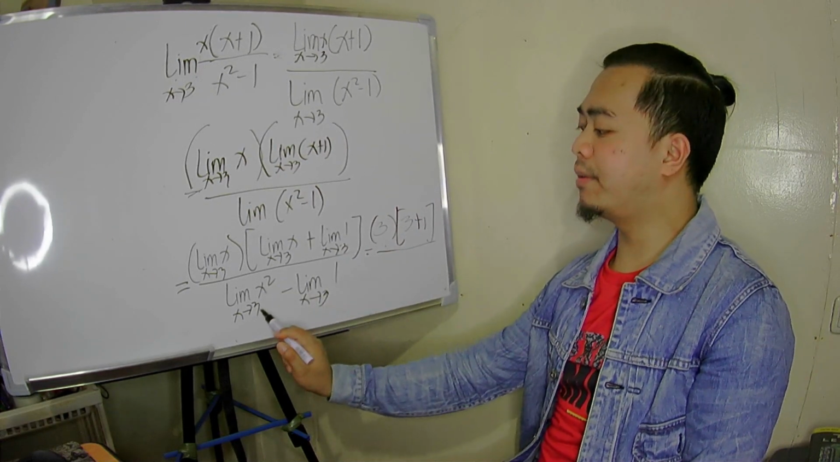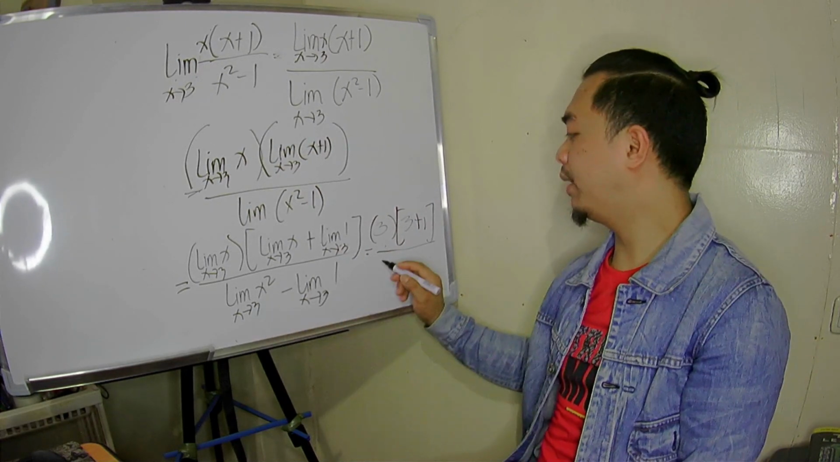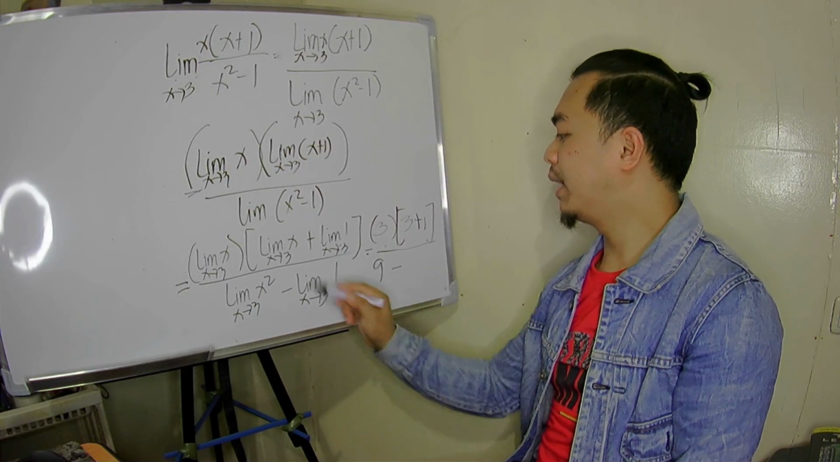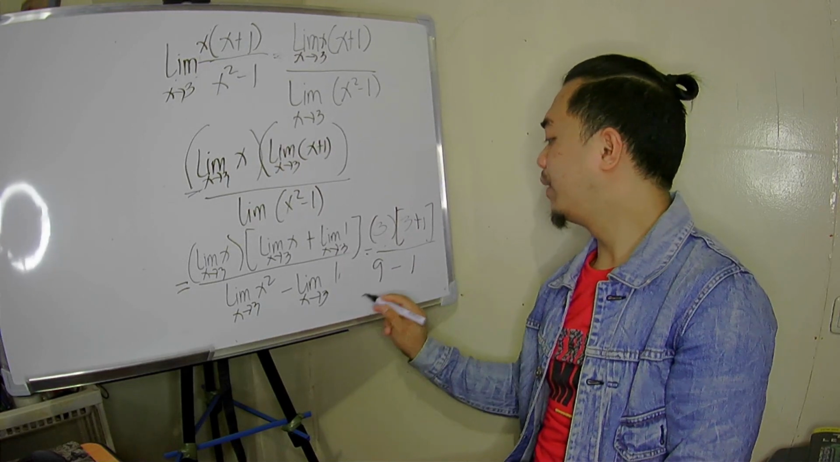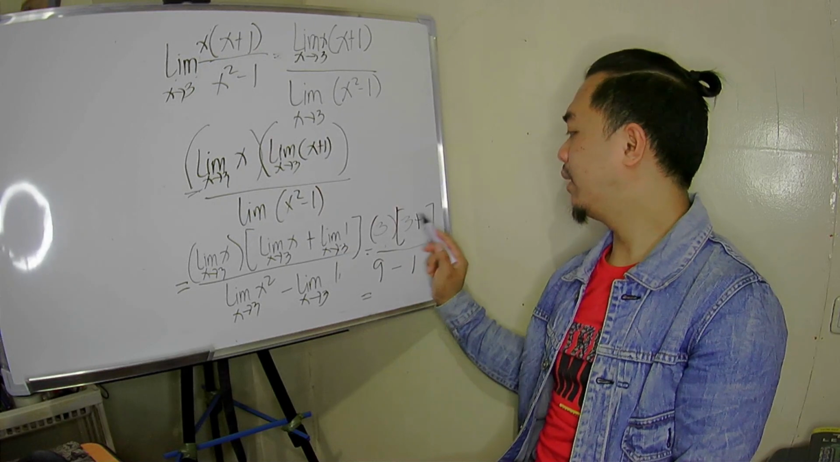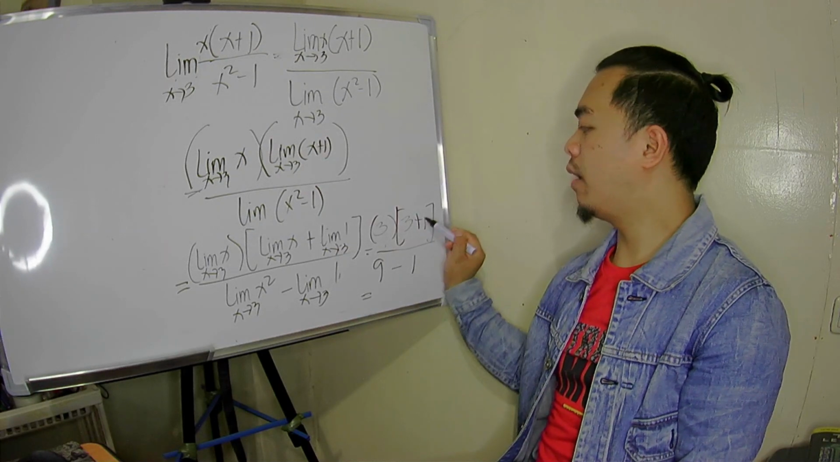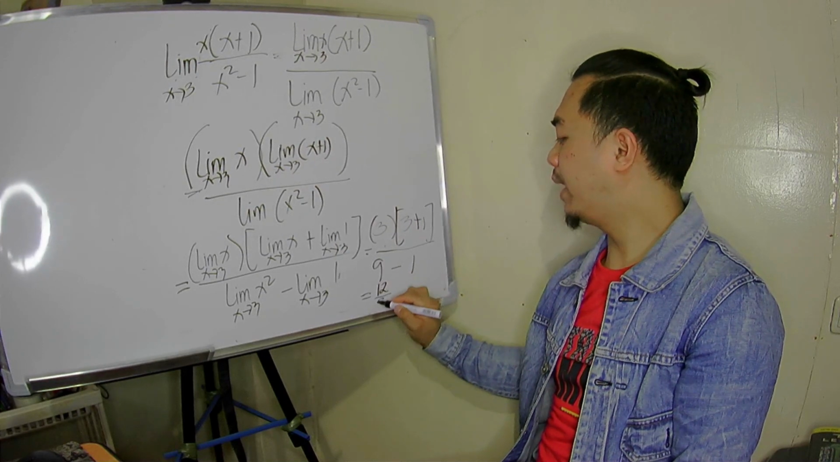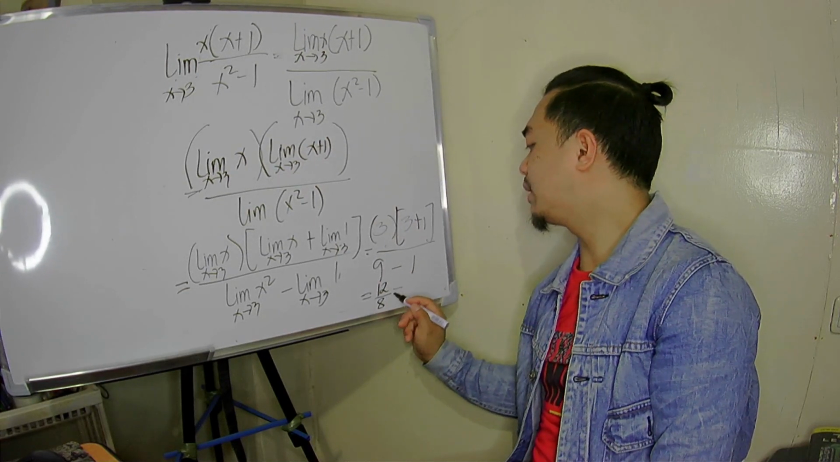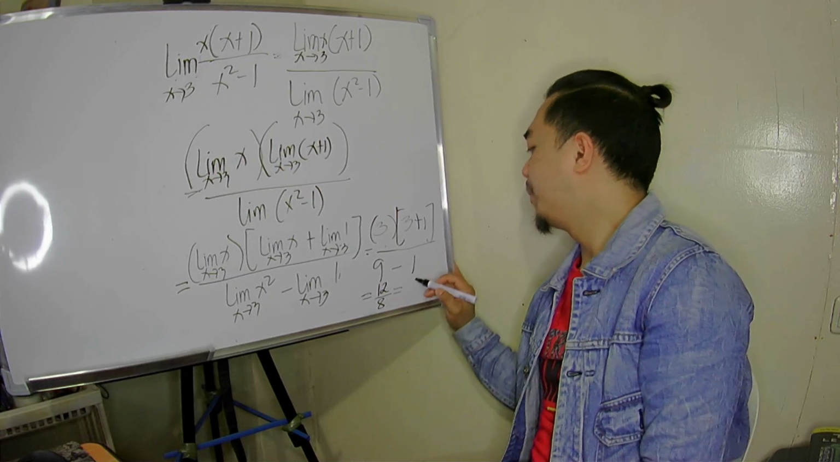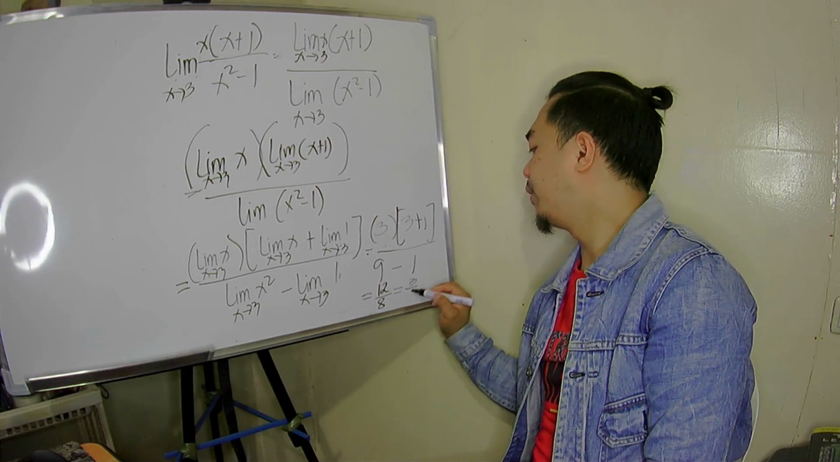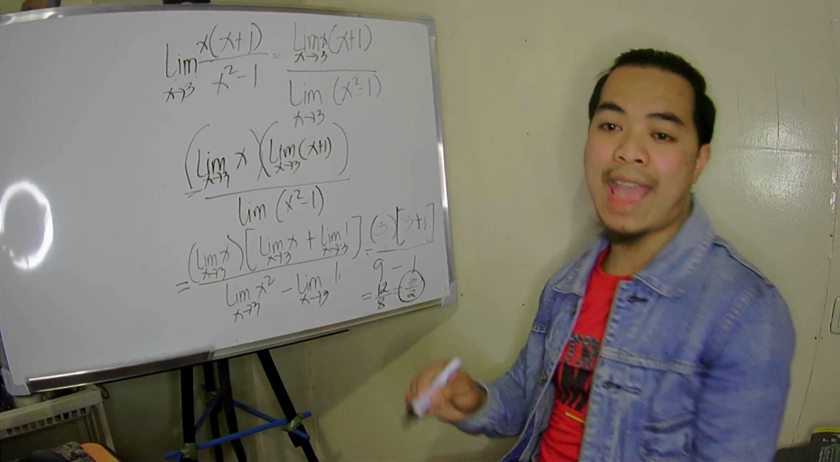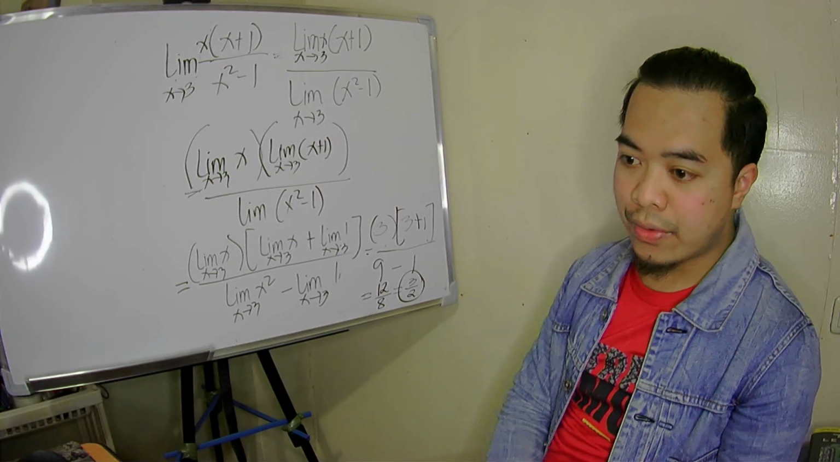Here, x squared. So, we substitute 3 into x squared. That's 9 minus, both are constants. So, we simplify this as 4 times 3, 12, over 9 minus 1, which is 8. This can still be simplified by 4, no? So, 3 over 8. The answer is 3 over 8? The limit is 3 over 2.